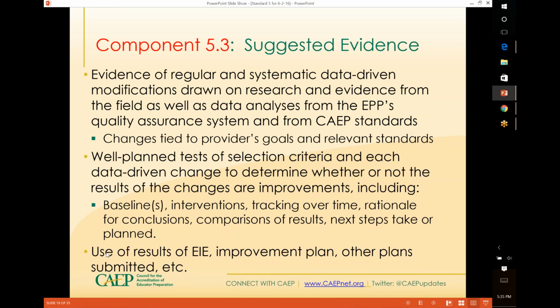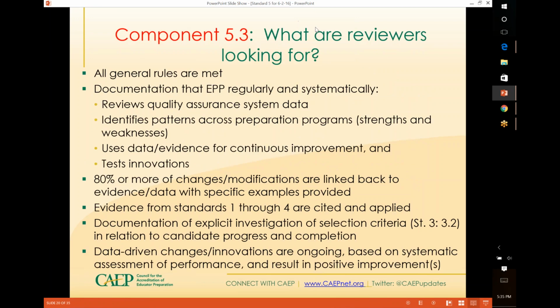So you can also use the results, again, of that early instrument evaluation. You can use the results of your improvement plan, or you can use the results of any other plans that may have been submitted. Because now, if you're submitting a self-study, you have to submit your plan as well as progress towards that plan. All of that can be tagged to your component 5.3. Reviewers, you can read this yourselves, but our general rules, are they met? And we addressed those earlier.